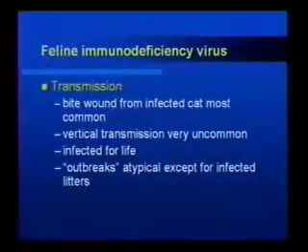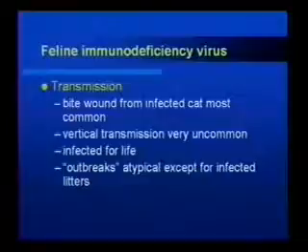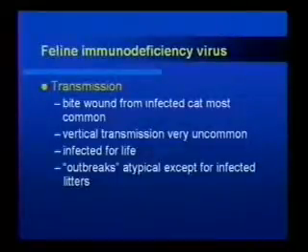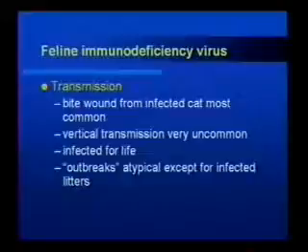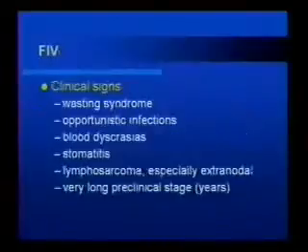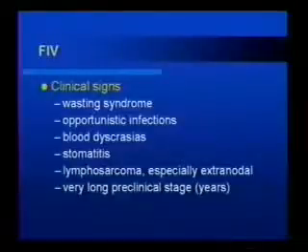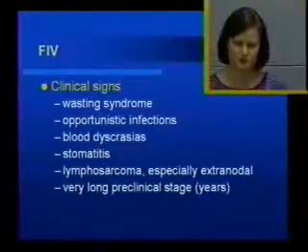Transmission is primarily from bite wounds from infected cats to the susceptible cat. Vertical transmission from mother to kitten is very uncommon, in contrast to leukemia virus. Once cats become infected, they do not recover, and they are considered infected for life. Outbreaks, again, are not considered typical for this infection since it requires direct cat-to-cat contact, and it's a very difficult virus to transmit. Clinical signs of FIV infection occur after years of infection, not early on.